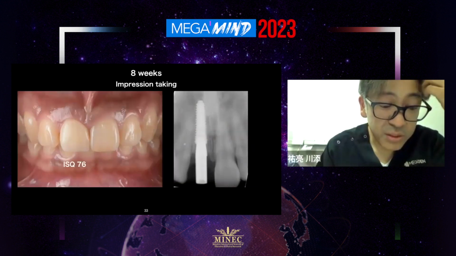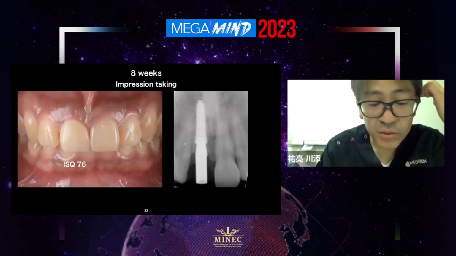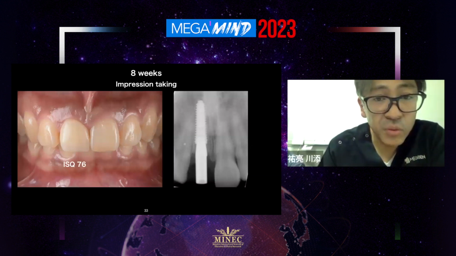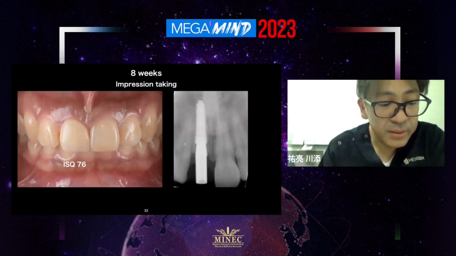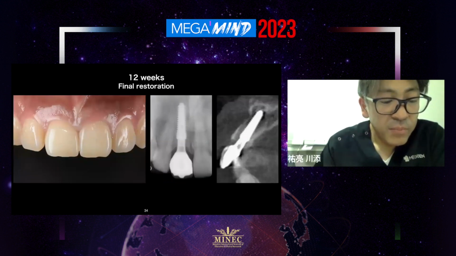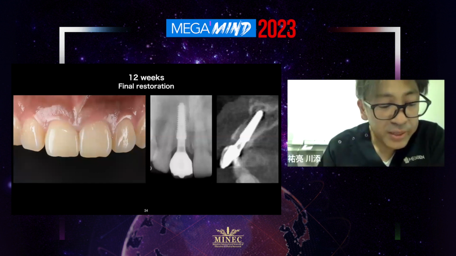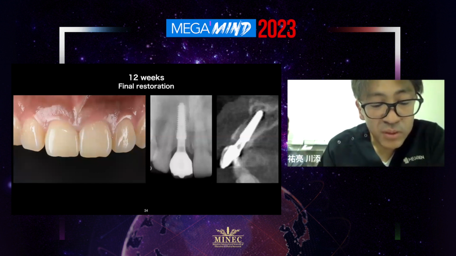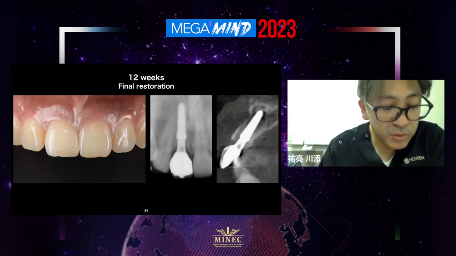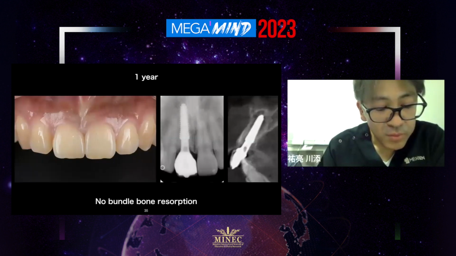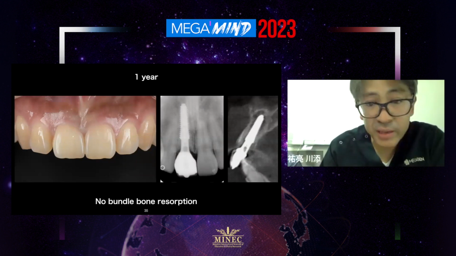8 weeks after the operation, ISQ was stable, so I took an impression with Prime Scan. The implant superstructure was placed 12 weeks post-operatively. There was no alveolar bone resorption on the labial side, and good results were obtained. No marginal bone loss or labial alveolar bone resorption was observed on X-ray at 1 year.